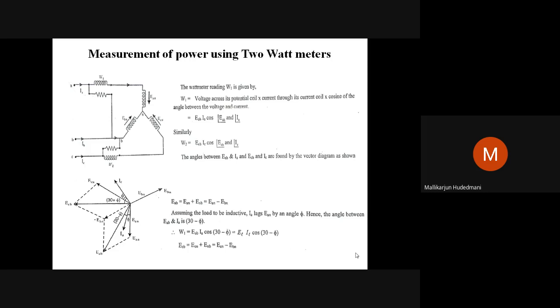Today we are with the study of measurement of power in three-phase AC circuits using two wattmeters. This is a very interesting aspect when we have a three-phase AC circuit, like our single-phase AC concept.